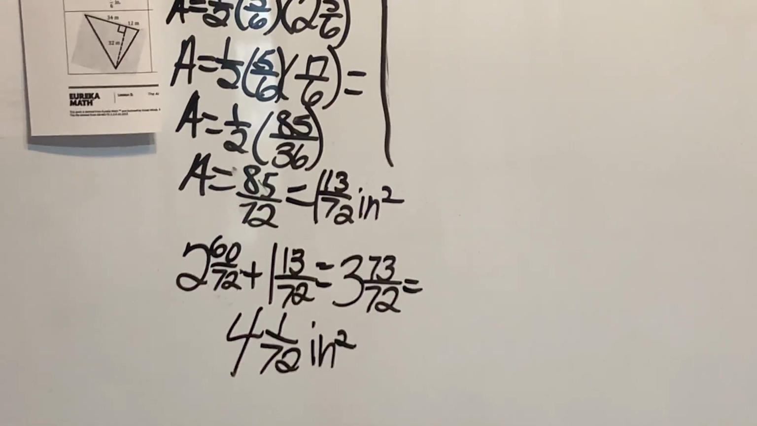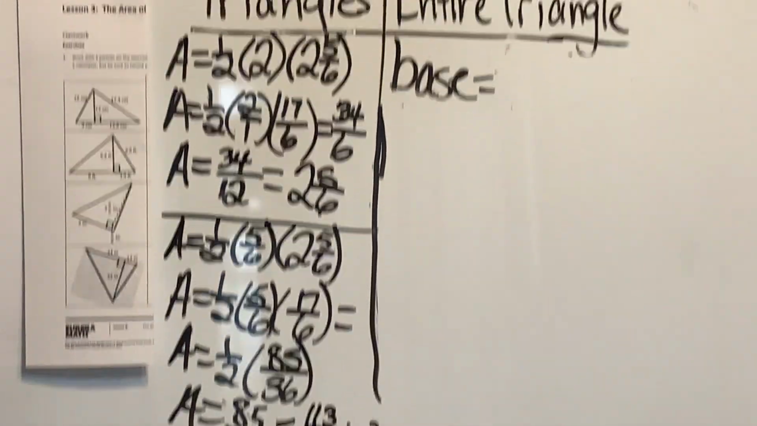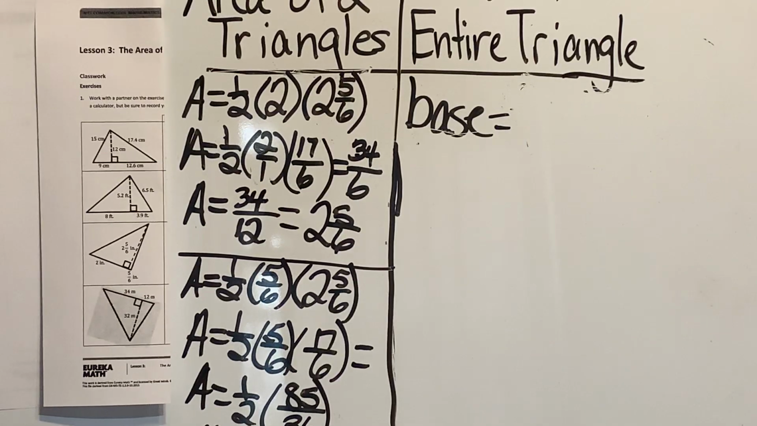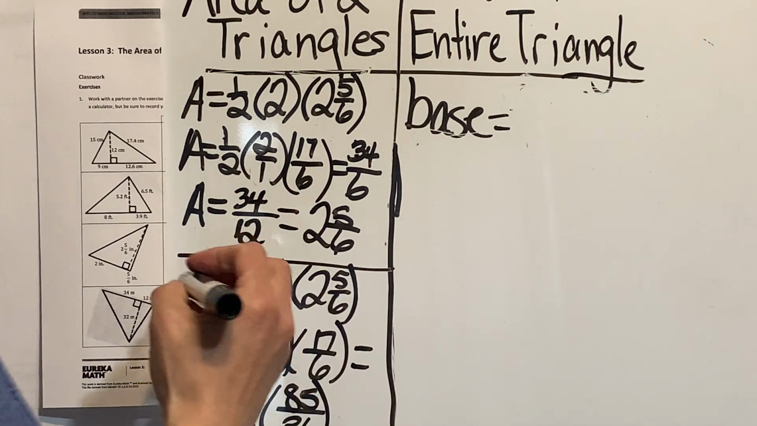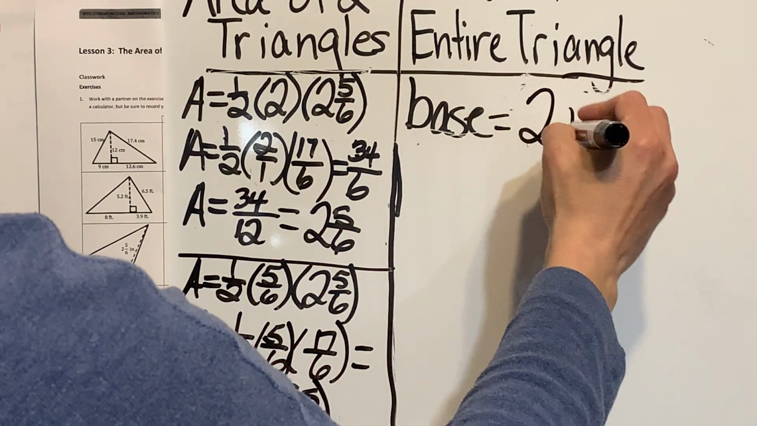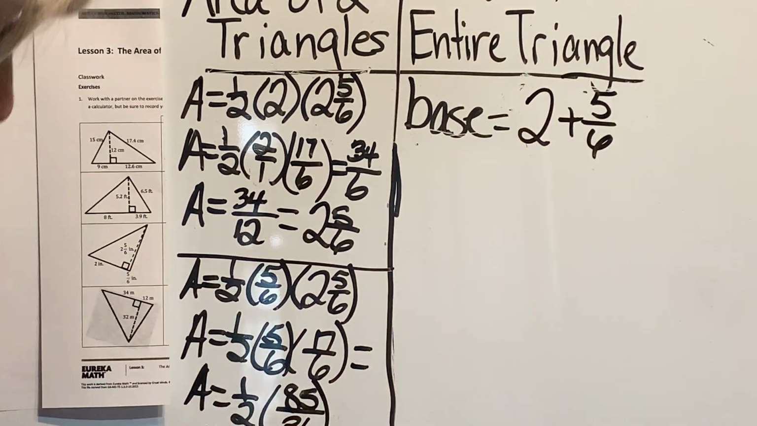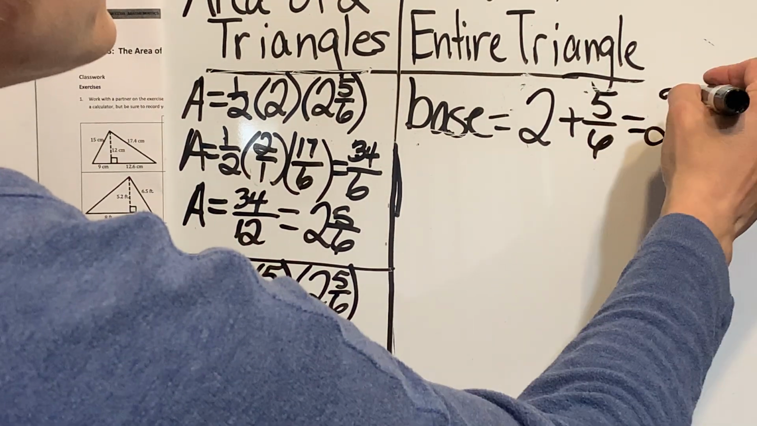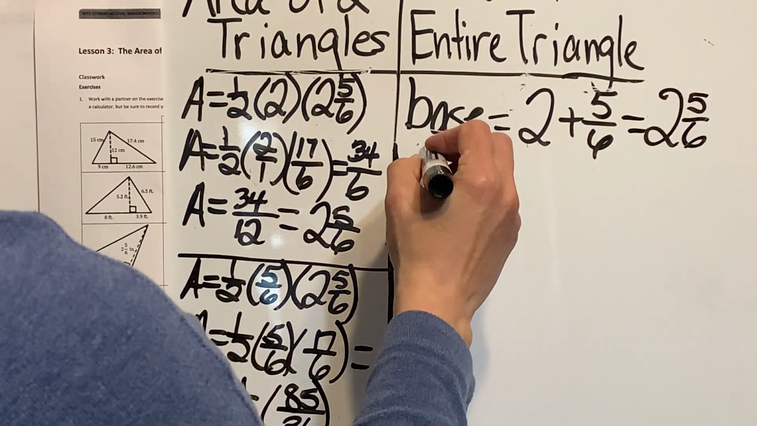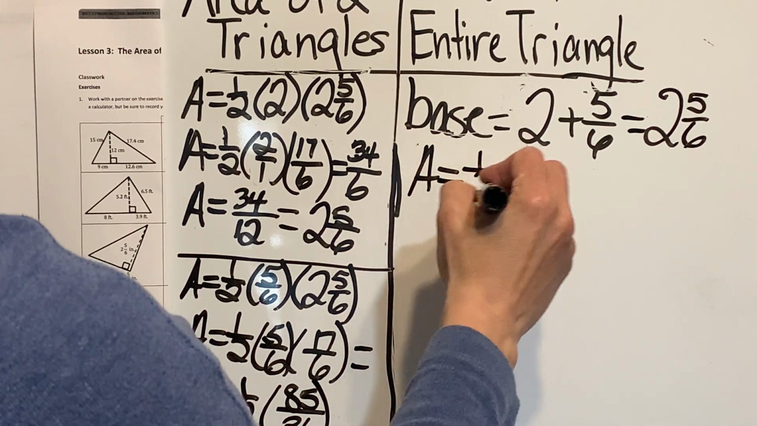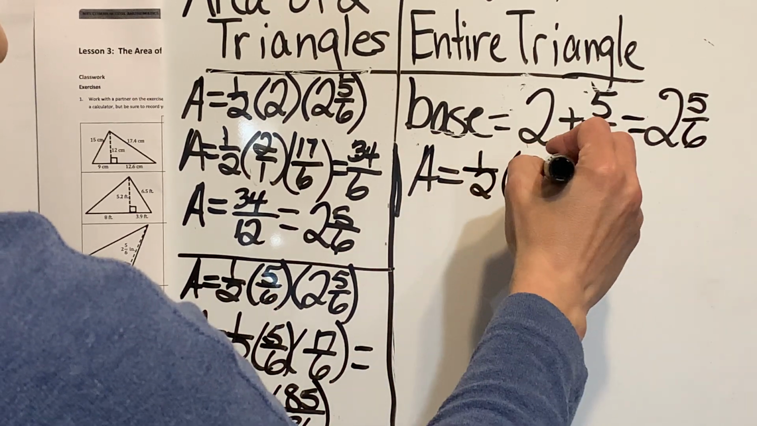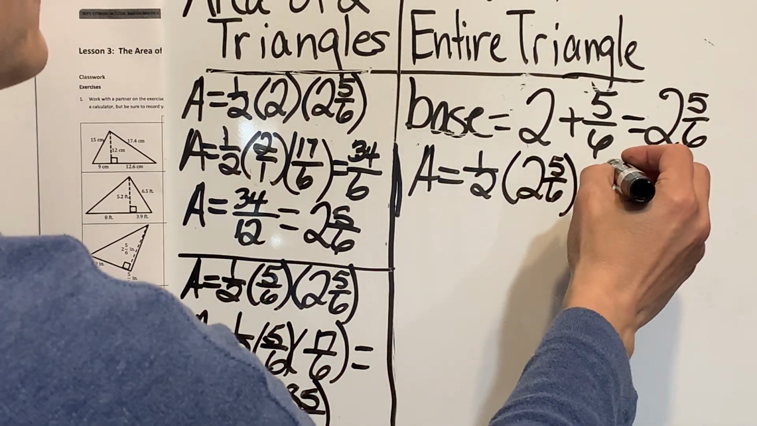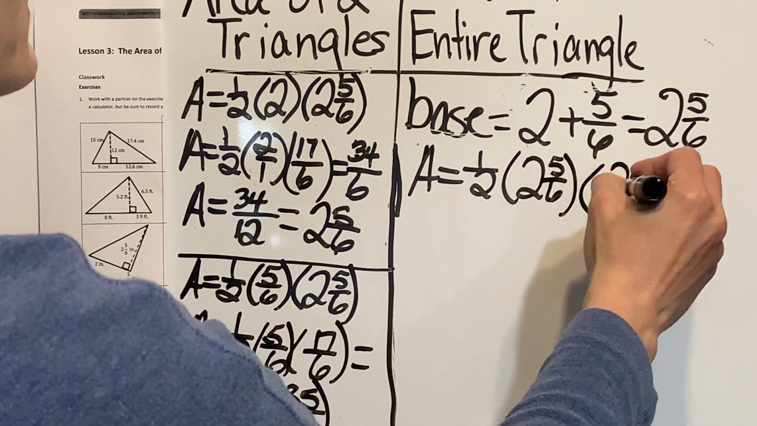Okay, that seems like a whole lot of work. Let's see if it's a lot less work with doing the entire triangle. So if we did the entire base, which would be easy to add the 2 plus the 5/6 together, that's going to give me 2 and 5/6 for the base. So for the area here, we need half of the base, which is 2 and 5/6, times the height, which is 2 and 5/6.